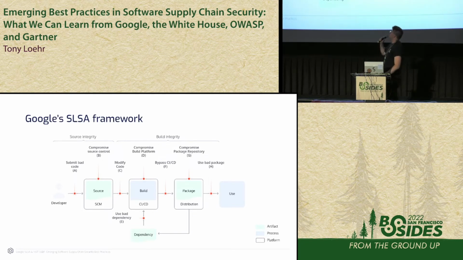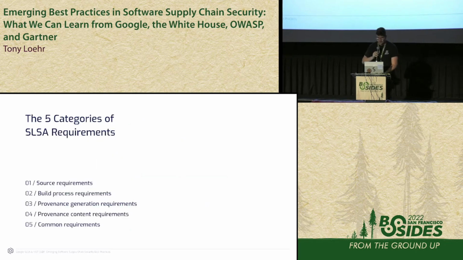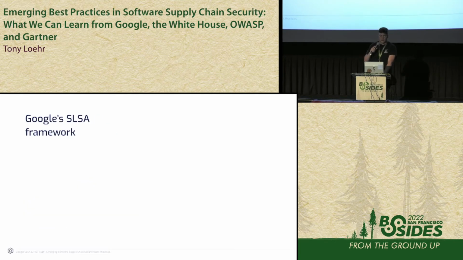I find that this is a pretty good model for demonstrating the different places that vulnerabilities can enter into your source, build, package, and use. And it should be noted that this chain exists within all dependencies as well, recursively. There are 5 categories of SLSA requirements: build, source, provenance, provenance content, and common requirements.